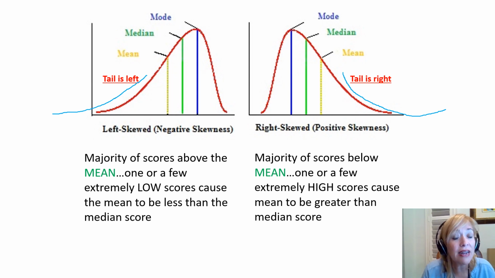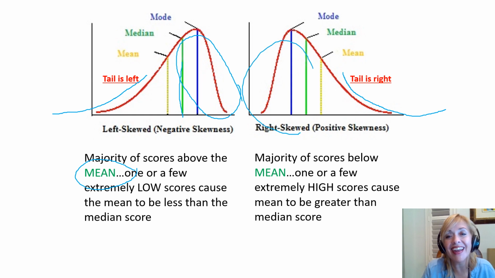Now, when it's a negatively skewed distribution, that means the majority of scores are above the mean, right? And if the mean is right here, that means that the majority of scores are above the mean. The right skewed or positively skewed distribution means that the majority of scores are below the mean. Got it? All right.